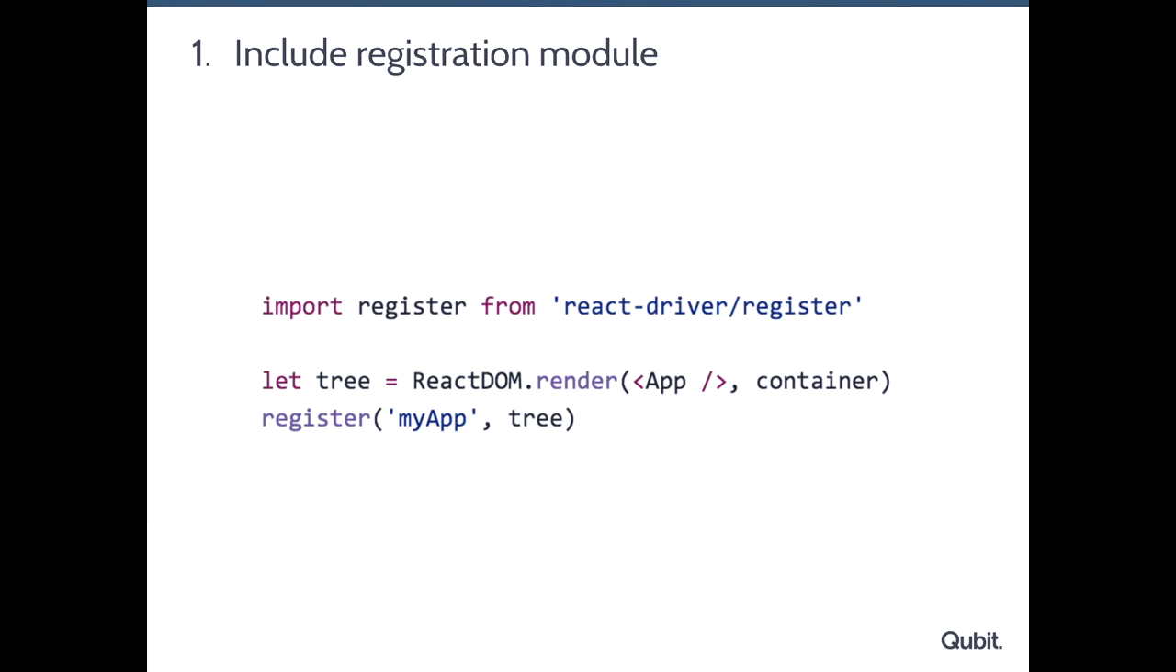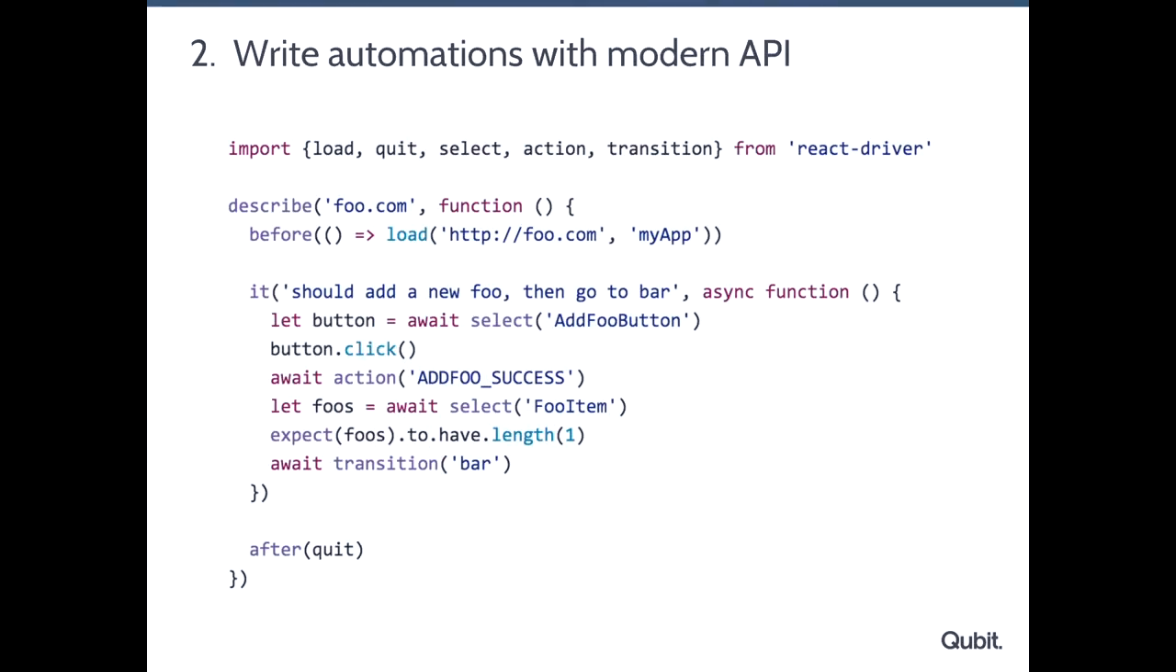So the first step, you include a tiny registration module in your actual application. And this is just so that we can link back into the testing framework and actually communicate with the React application. The second step, you write your automations using our new API we've designed. It's designed to be very functional and work well with modern ES6, ES7 features, making extensive use of async await. Here you can see integrations with Enzyme, Redux, and React Router.